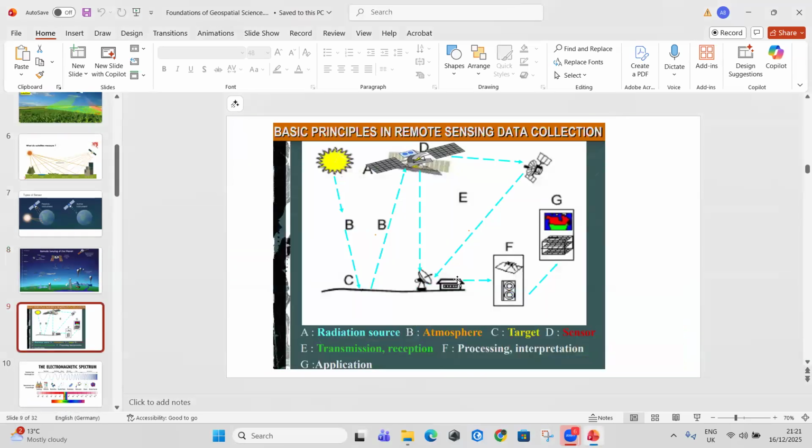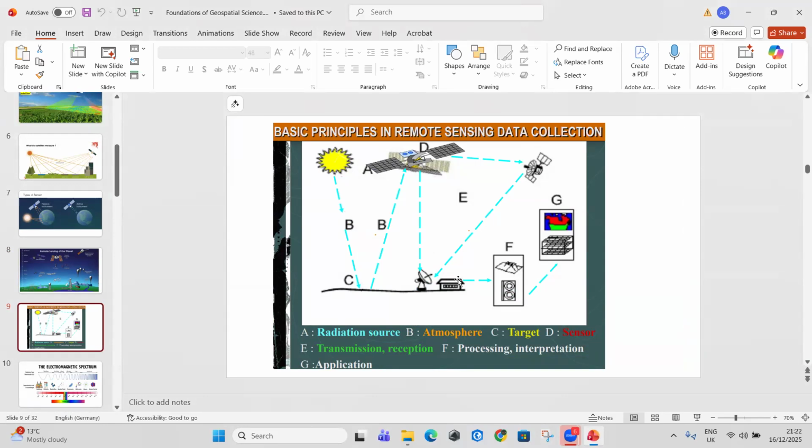Now, there are some principles of remote sensing. What do you understand by principles of remote sensing? Principle means how the system actually works. So if you remember, we talked about remote sensing and GIS. We are just currently talking about remote sensing, how remote sensing actually works.